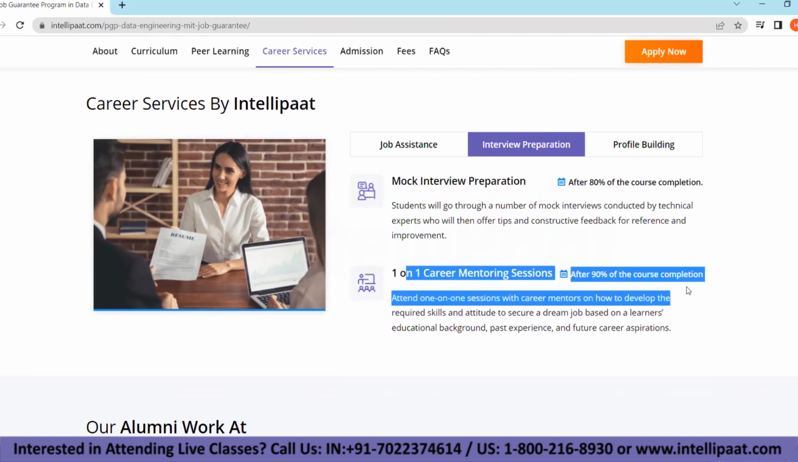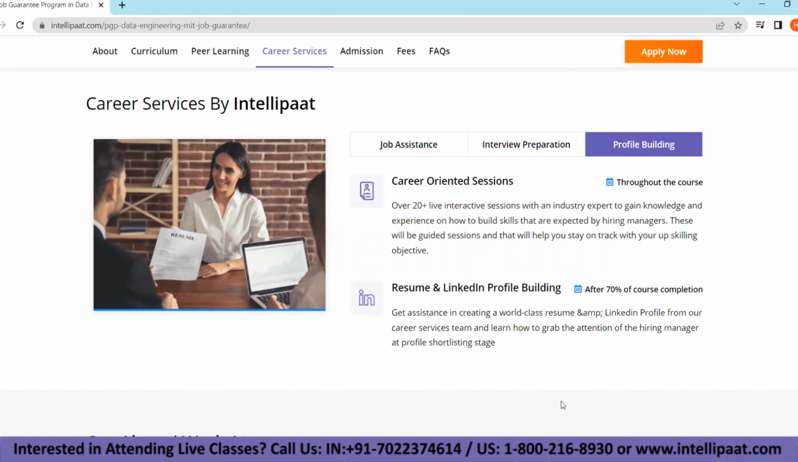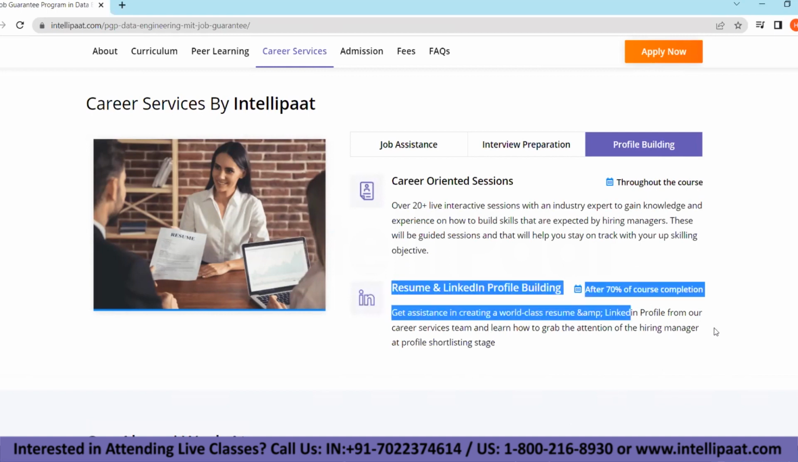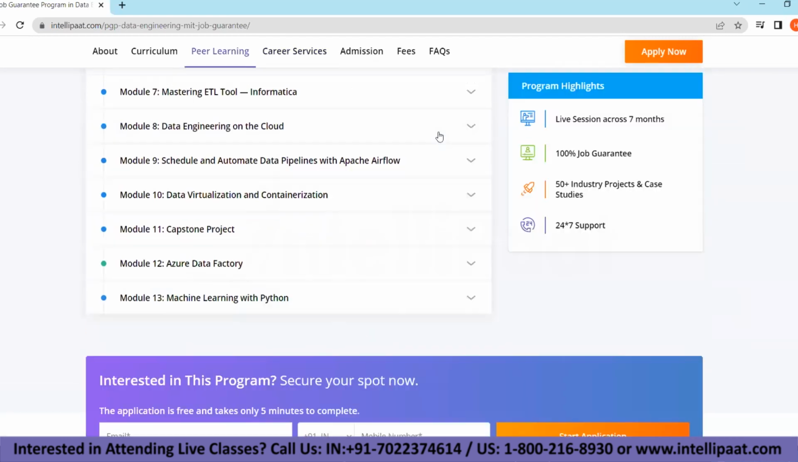One-on-one career mentoring sessions is after 90% of the course completion. Profile building, which means career oriented sessions, will be throughout the course. Resume and LinkedIn profile building will happen after 70% of the course completion. So if you see, we have a proper structure to our job assistance and the career services feature that we offer to our students. In fact, we have a proper job assistance team which is dedicated solely for this particular purpose of getting jobs for our learners. Okay, so any questions that you have, guys, you can ask me.